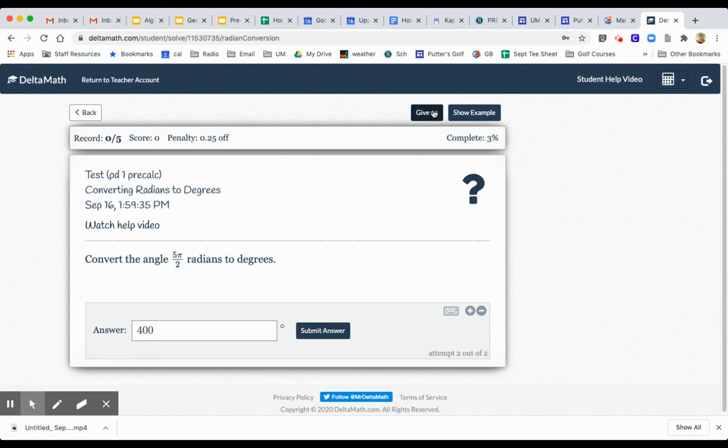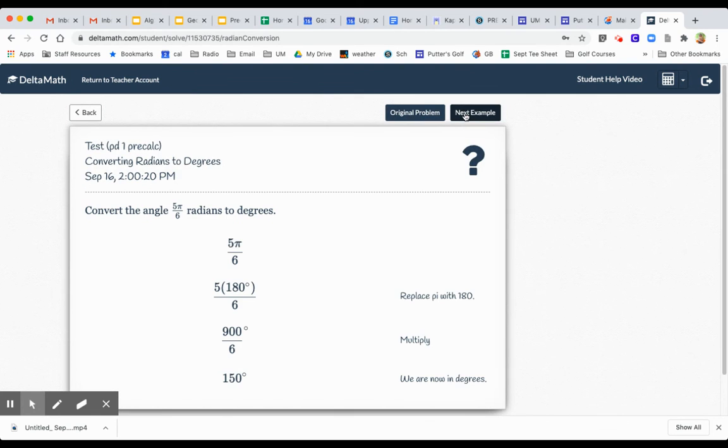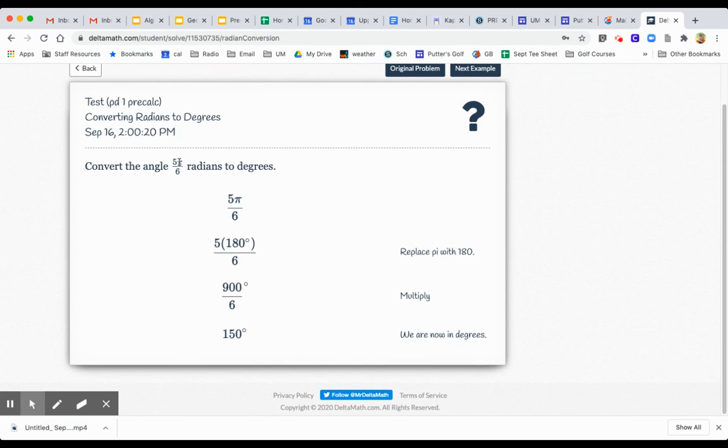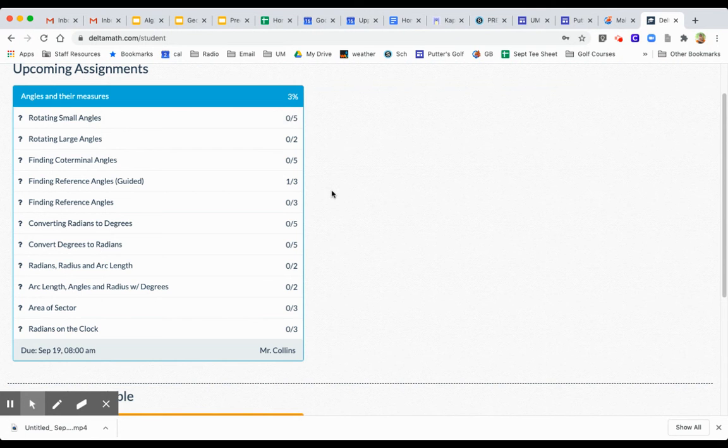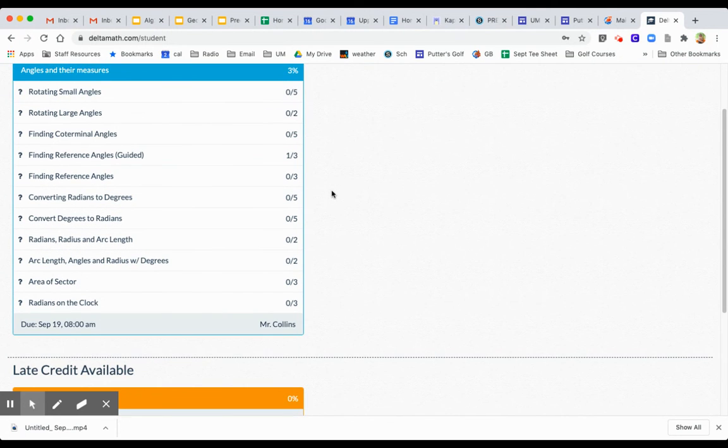Let me go back. By the way, I also have a button Show Example. It'll give me an example problem just like it. What would 5 pi over 6 be? We replace pi with 180 degrees, and now it does it. So, you know, it's pretty user-friendly, and that's why I have it.